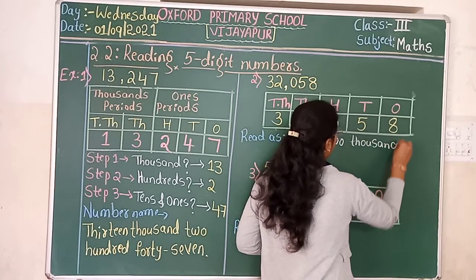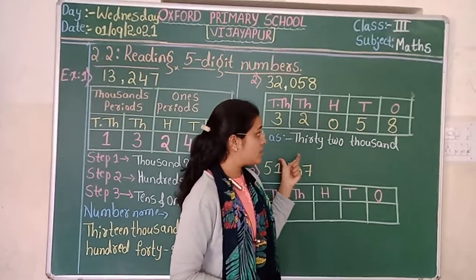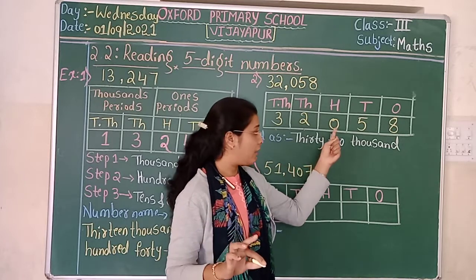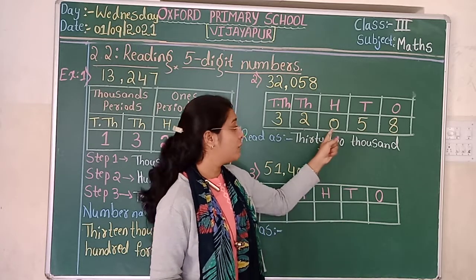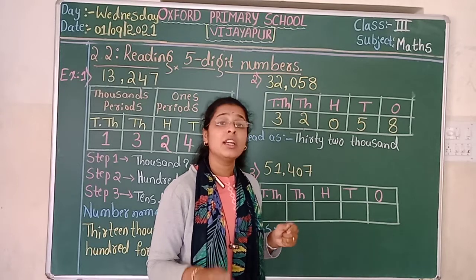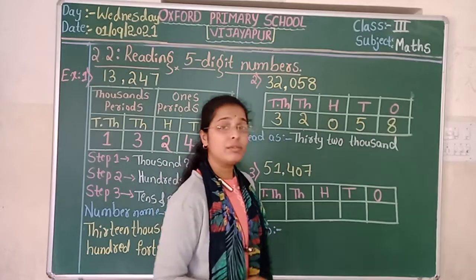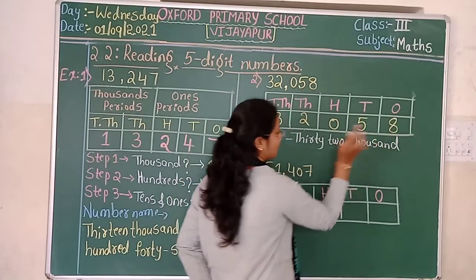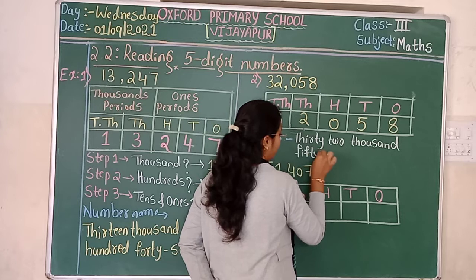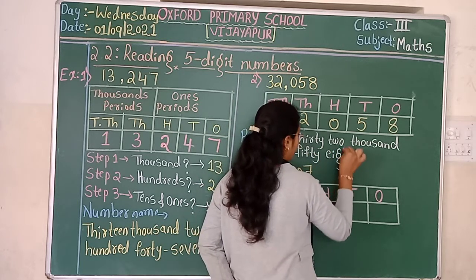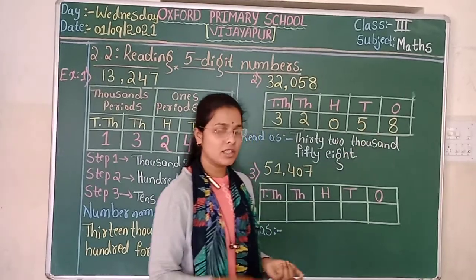32,000. See here. What we are having in the hundreds place? 0. Is it necessary to write 0 hundred? No. If we are having 0, skip writing 0. We have to leave the hundreds place, because we are having digit 0 in the place of 100. 0 has no value, so no need to write 0. Directly we will write 58 together. Tens and ones place together we have to write, as fifty, 50, eight, 8, 58. 32,058. Very easy we will get.